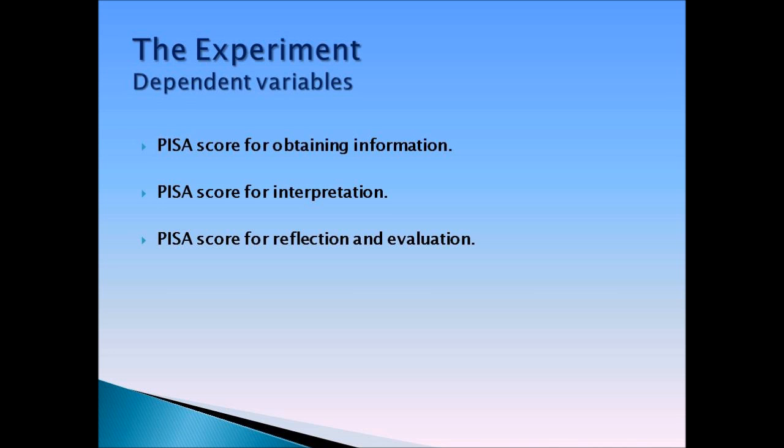2. PISA scores for interpretation. Between groups variable which quantitatively measures the student performance on reading comprehension in terms of interpretation of textual and visual information. Number 3. PISA score for reflection and evaluation. Between groups variable which quantitatively measures the student's performance on reading comprehension in terms of the skill to compare, contrast, and evaluate textual information.